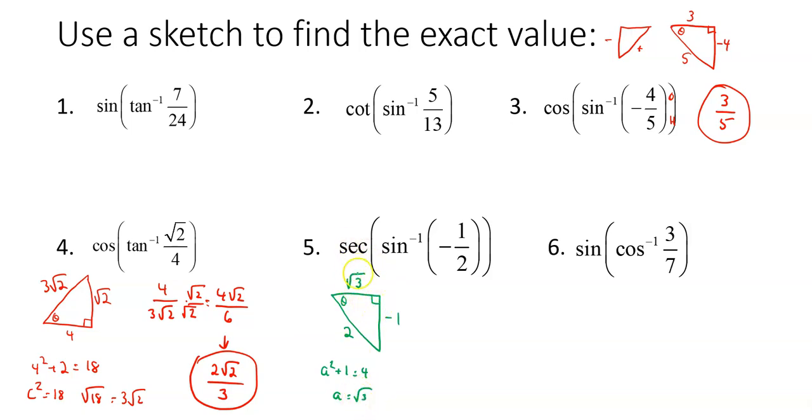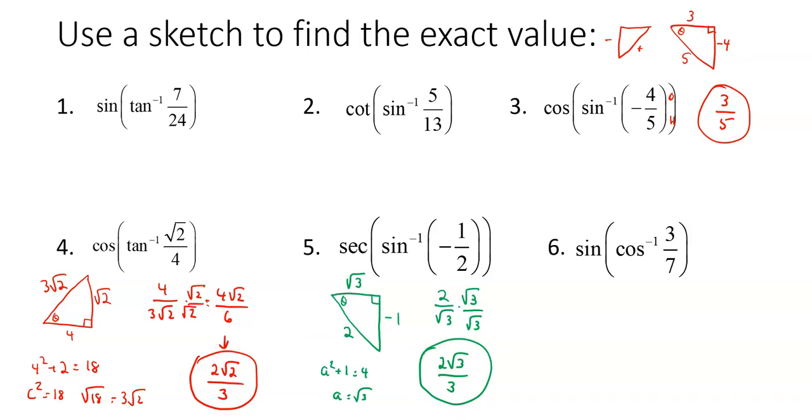And now secant is the reciprocal of cosine. So if cosine is adjacent over hypotenuse, then the reciprocal is hypotenuse over adjacent. Hit top and bottom with a square root of 3, and I get 2 square root of 3 over 3.